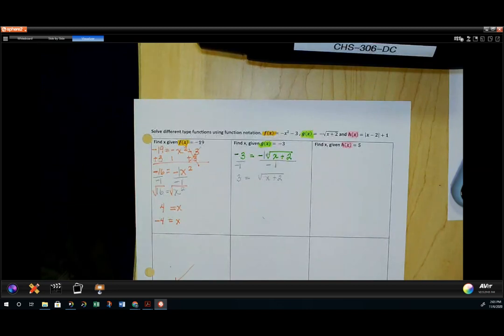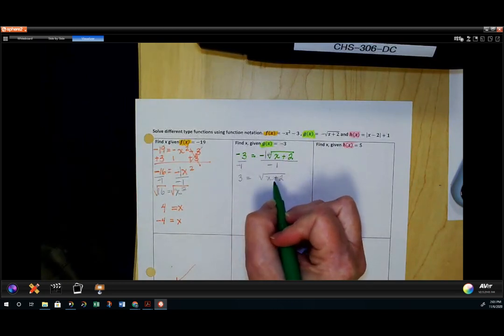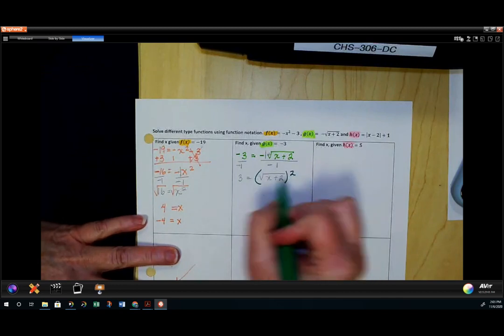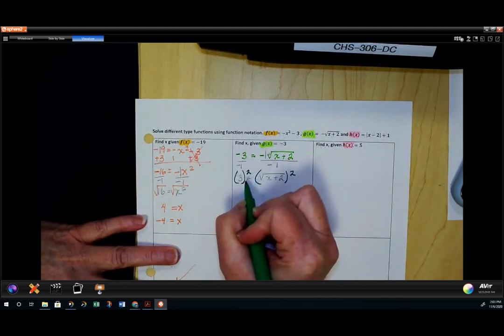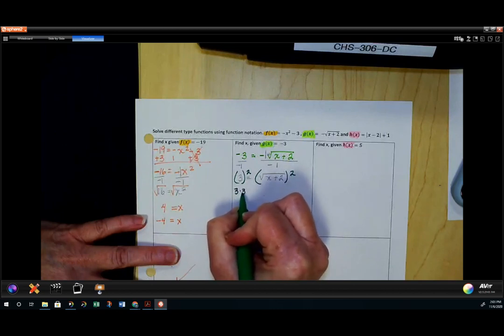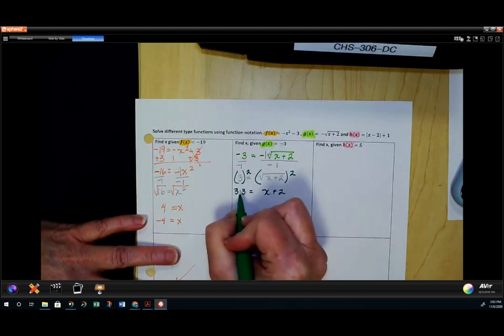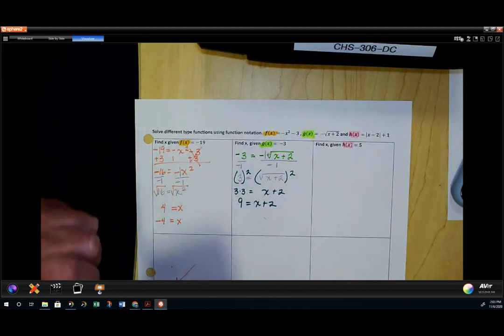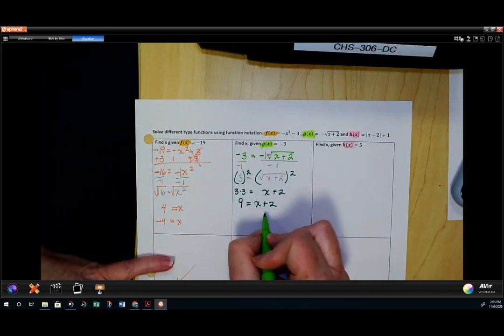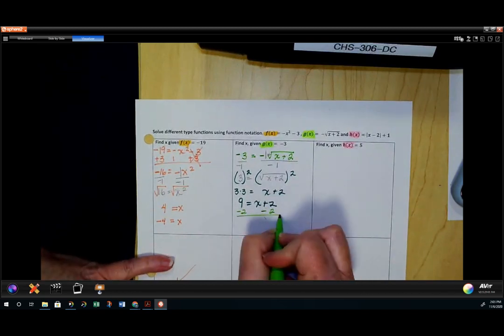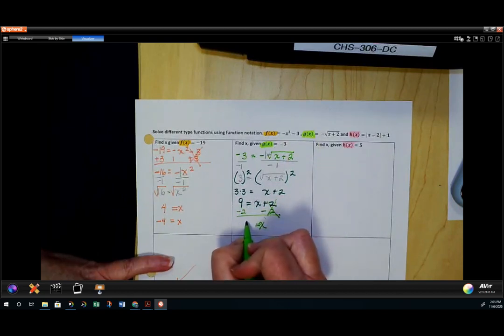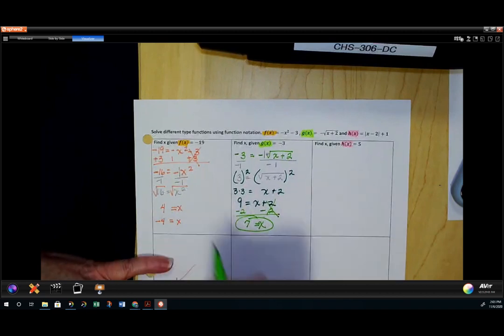And then the opposite of squaring is square root, and the opposite of square root is to square. So I have to square this. So 3 times 3 is x plus 2. So 3 times 3 is 9, is equal to x plus 2. And now I'm going to subtract 2 on both sides. So now x is equal to 9 minus 2, which is 7, and that's my answer.